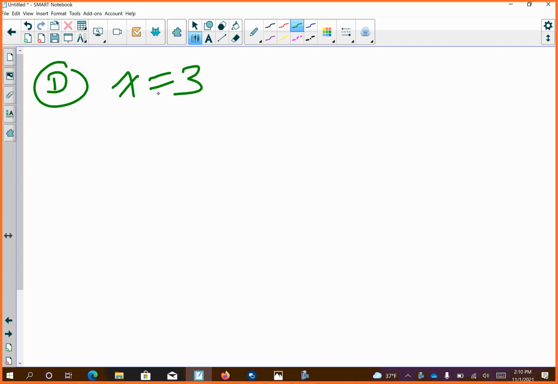No. Question 3. Is there at least one set of parentheses? No. The next one says, is it a special case? X equals a number or y equals a number? It looks like a special case.